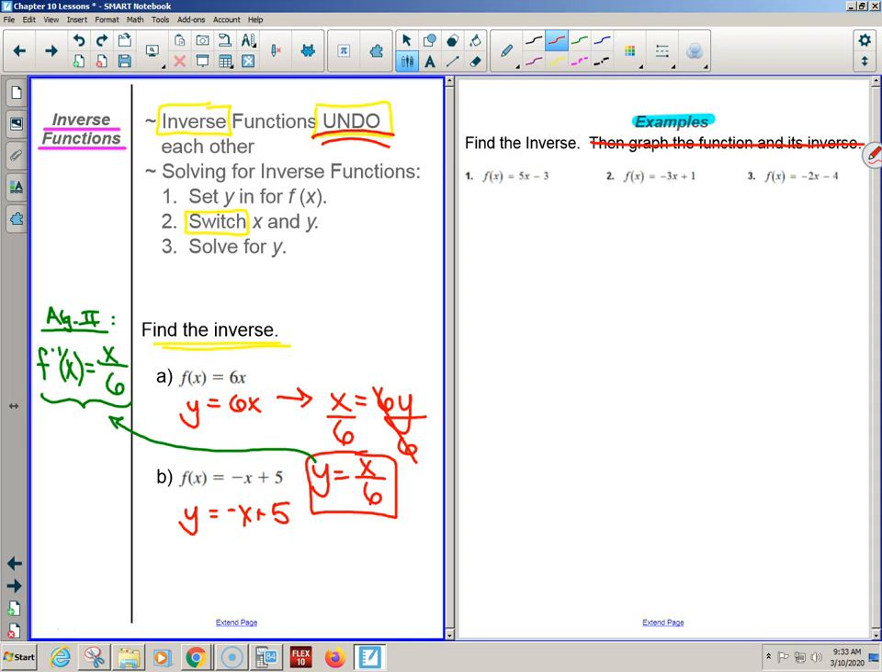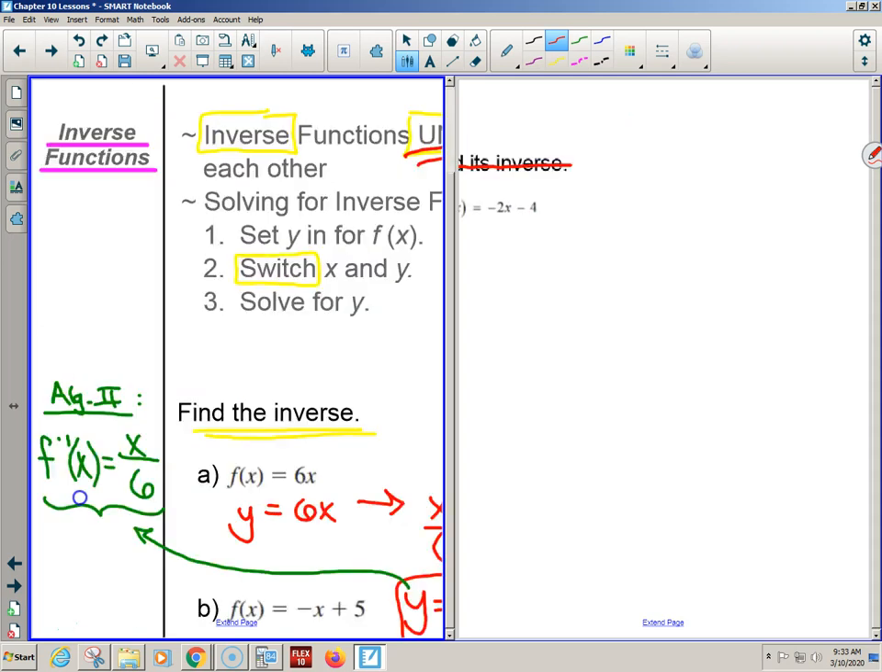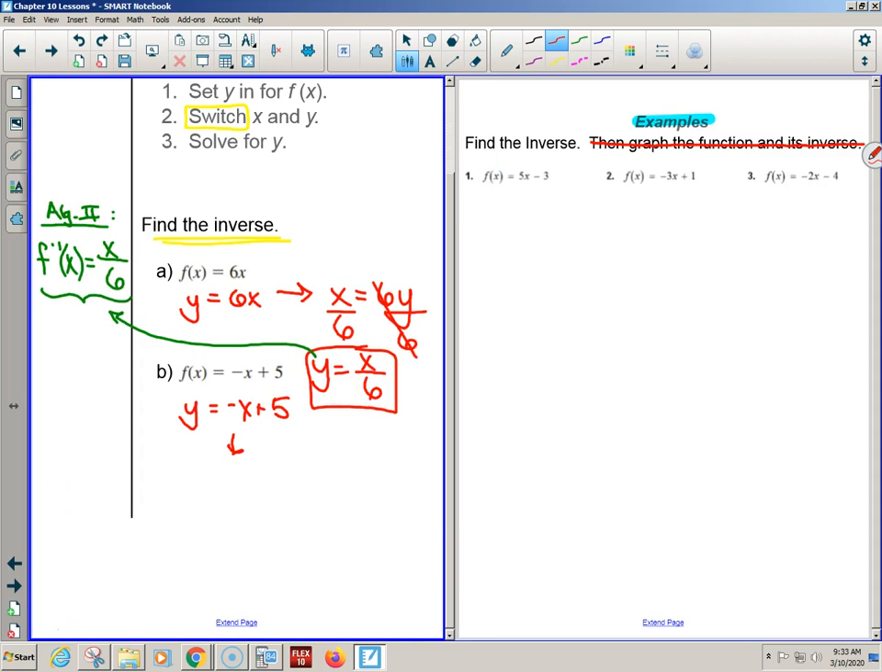Switch. What are we switching? Oh, someone help me out. Andrew, what are we switching? It's okay, just read it. Switch. Who? X and y. Okay, so we're taking the x, we're taking the y, and we're switching their locations, yeah? Exactly. So x's location is going to be over here, y's location is going to be over here.